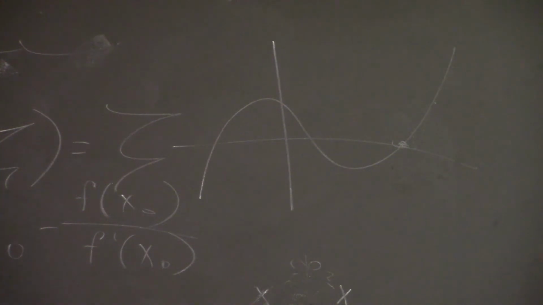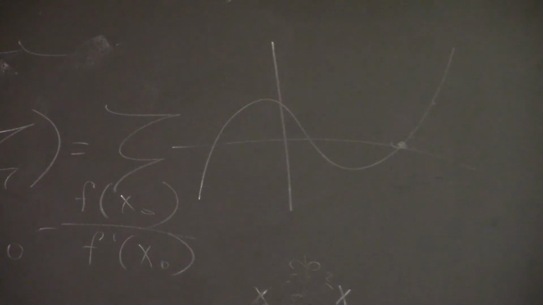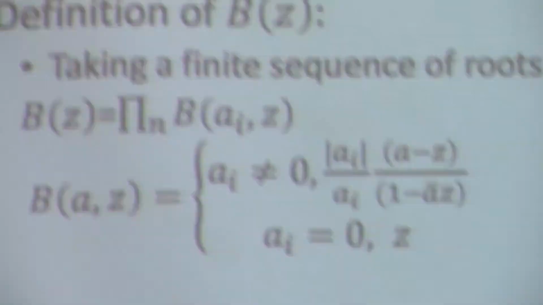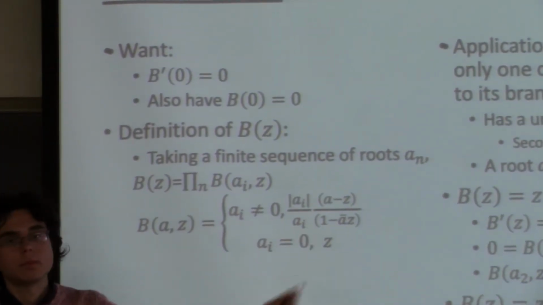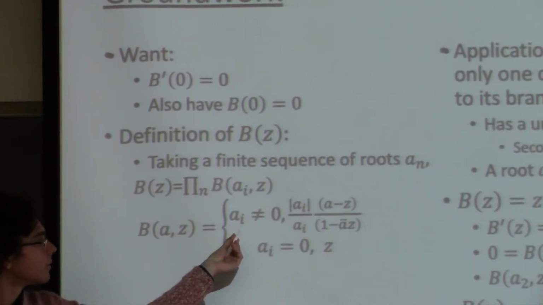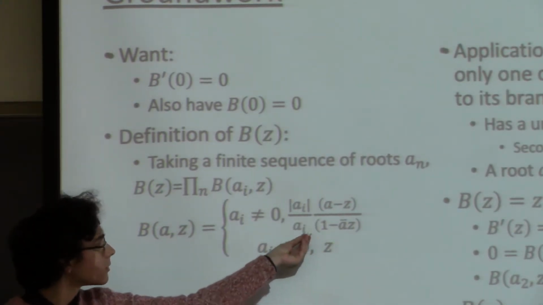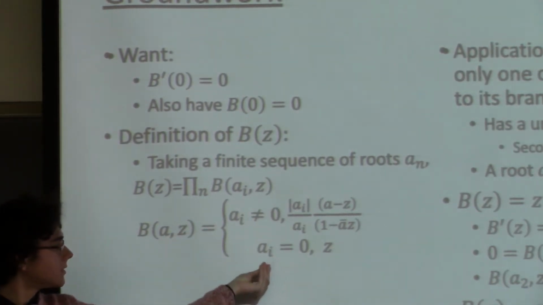Okay, so you want the derivative to equal zero, and you also want B of zero to equal zero, because this is where you want your root to be. Taking a finite sequence of roots, these a's are just what the roots actually are in the product. A Blaschke product is just multiplying out these values, and this is the formula for it. If a is not equal to zero, meaning the root isn't at zero itself, then you get this for one of the B values. And if it is zero, then you just get z.